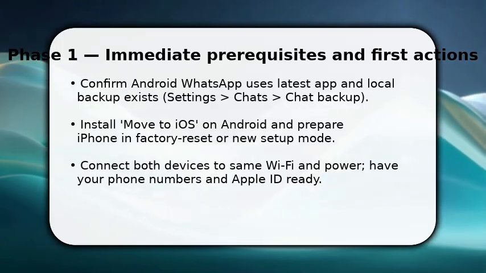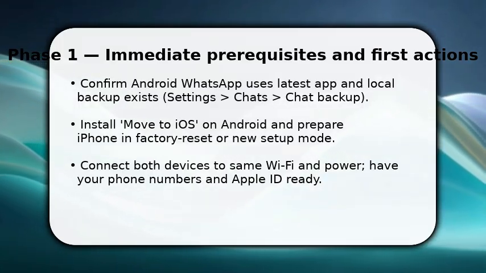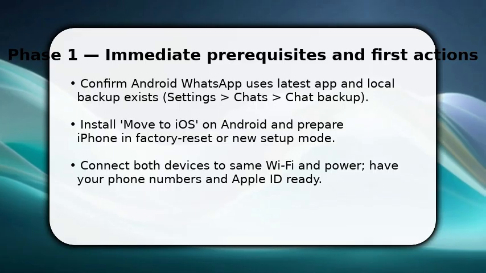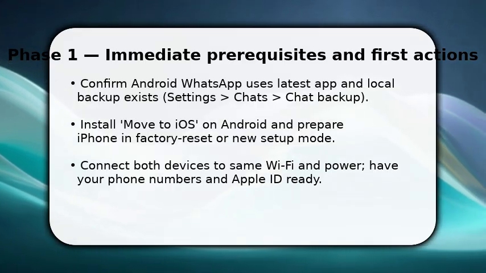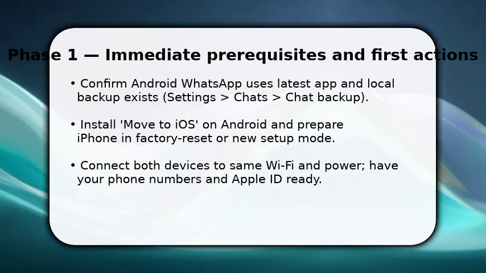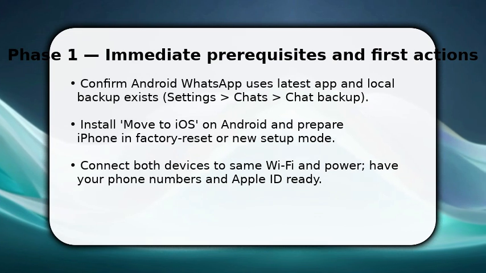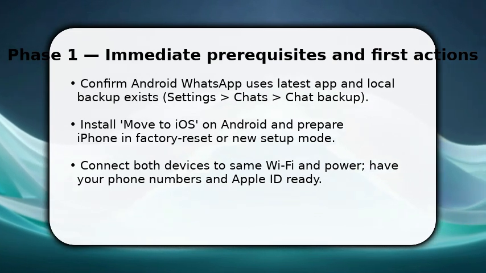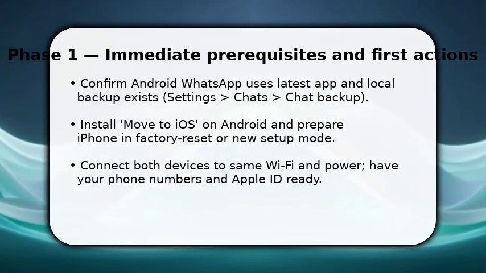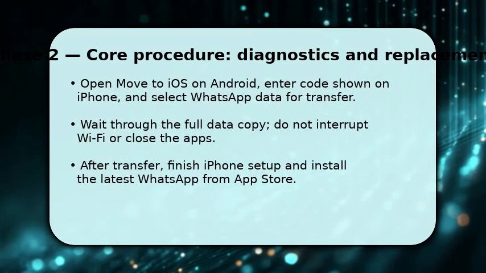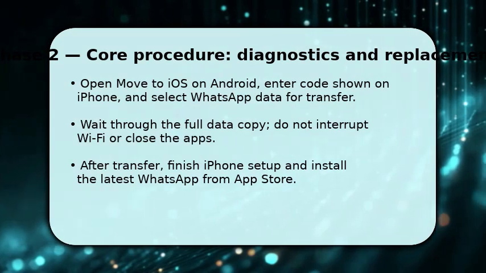Once done, install Move to iOS on Android and connect both devices to the same Wi-Fi network and power source. Keep your phone number handy and sign into the same Apple ID on the iPhone when prompted to continue. You now run Move to iOS. Enter the code shown on the iPhone into the Android app, then select WhatsApp in the transfer data list.